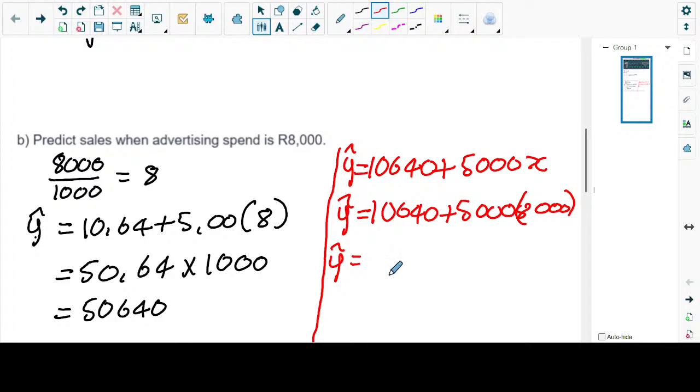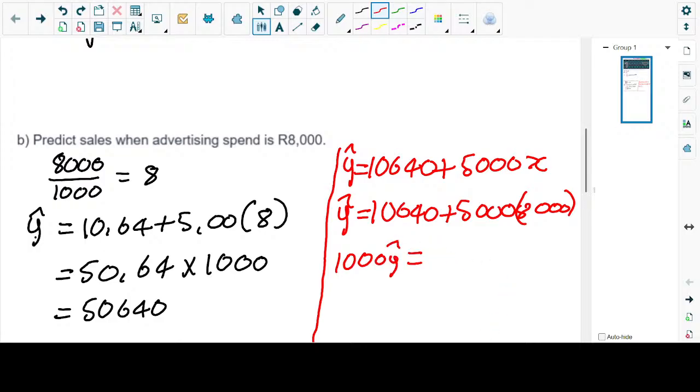When we are multiplying everything by 1,000, we have to multiply even y. I could have multiplied everything. That means our y bar must be multiplied with 1,000. It's going to be 1,000, y bar is equal to.